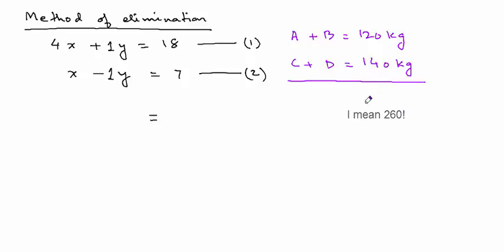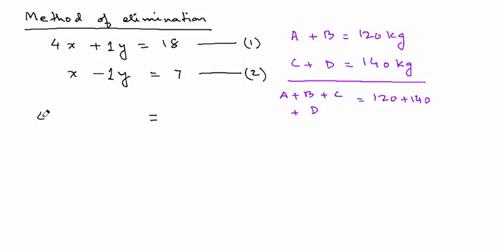So what you have basically done is you have added the right hand sides of the two equations and equated that with the sum of the left hand sides of the two equations. That's exactly what we are going to do over here.